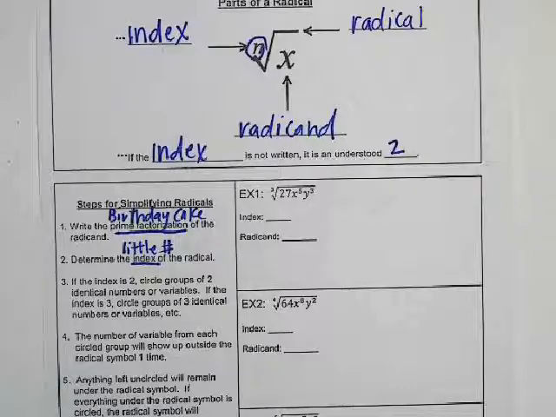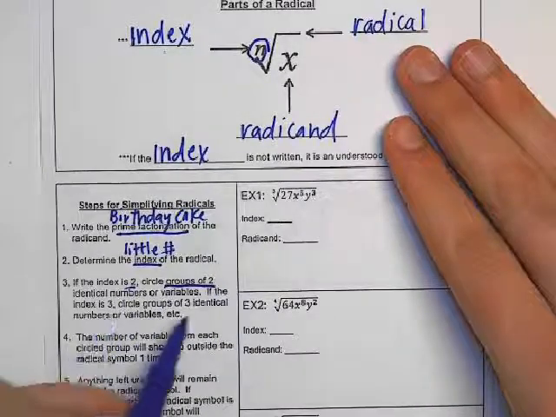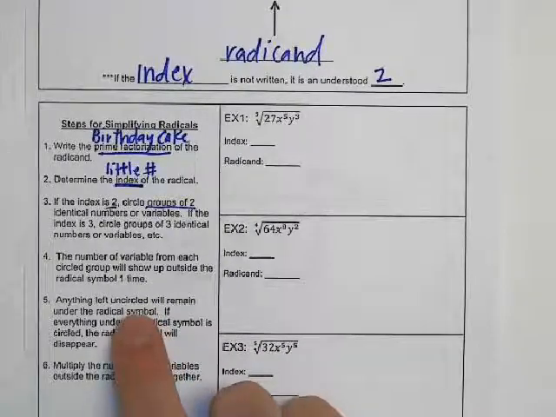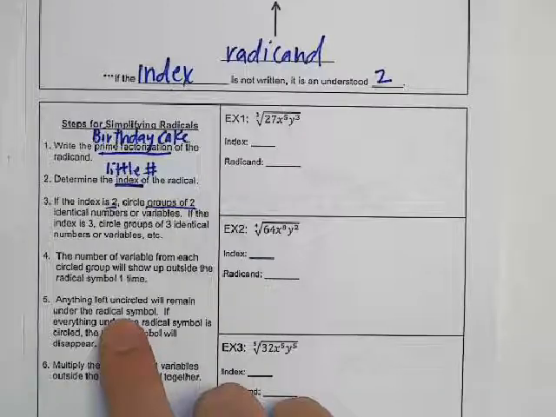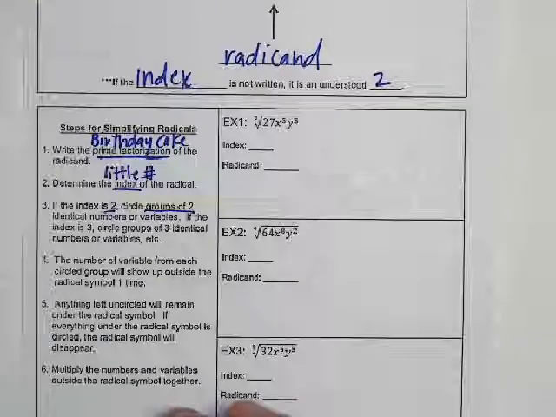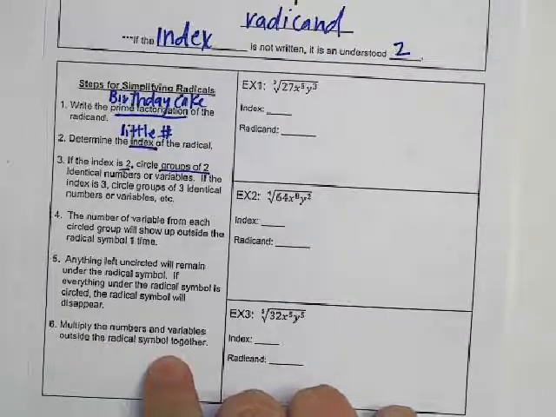If the index is 2, then groups of 2. If the index is 3, then groups of 3, and so on. If the index is 4, then you do groups of 4. If the index is 5, groups of 5. Whatever that little bitty number is, it's going to tell you how many people are going to go on the date and fall in love. Then it says anything left uncircled. So if it doesn't have a date, where does it have to stay? At the house, right? If they don't have a date, then they have to stay at home. And then you multiply the numbers on the outside together, and then multiply the numbers on the inside together.